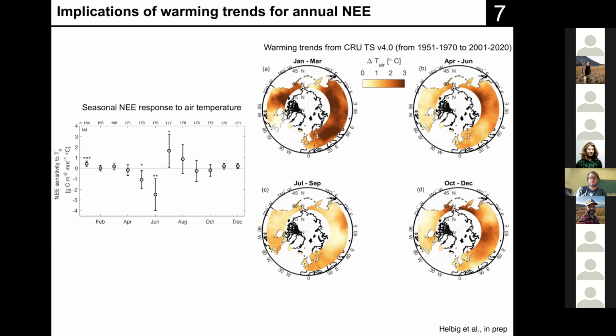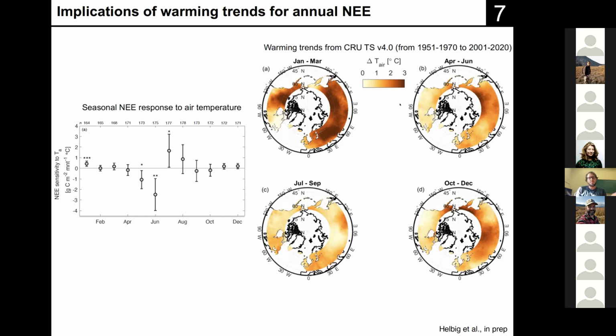We couple that to recent warming trends, from 1951 to 1970 and 2001 to 2020. We take the Climate Research Unit temperatures, and then you can see clearly here for January, March, April, June, July, September, October, December, very distinct patterns both spatially but also in seasonal changes in warming. We know that winter warming is the strongest, but then you also see strong spring warming, for example, in Siberia.